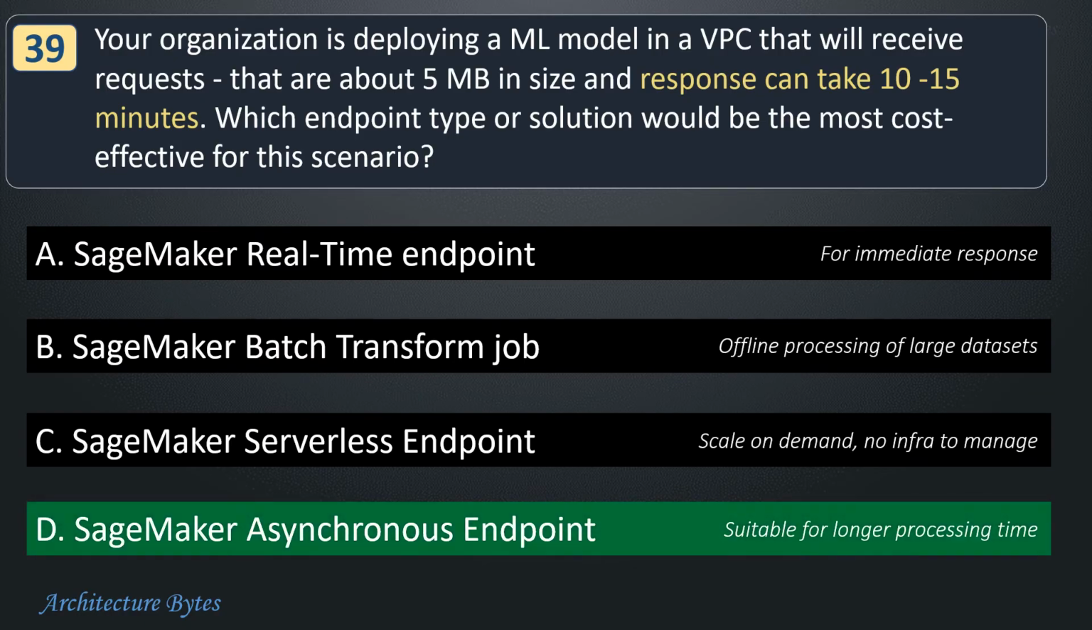Option D, asynchronous endpoint is the right answer here. Since the response can take a long time, it makes sense to use an asynchronous endpoint. Option A, real-time endpoint is for scenarios where we need response in real time, and batch transform job is for scenarios where we need to process dataset offline, large datasets.